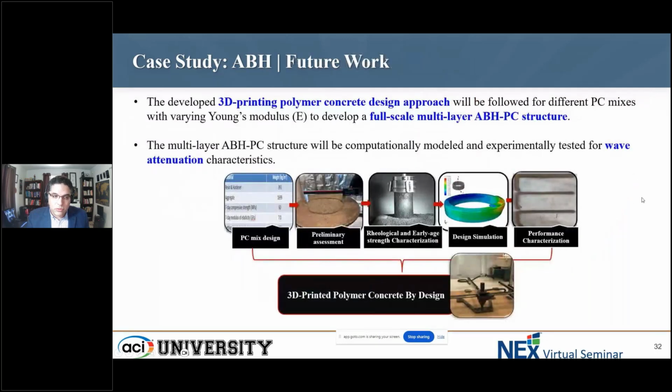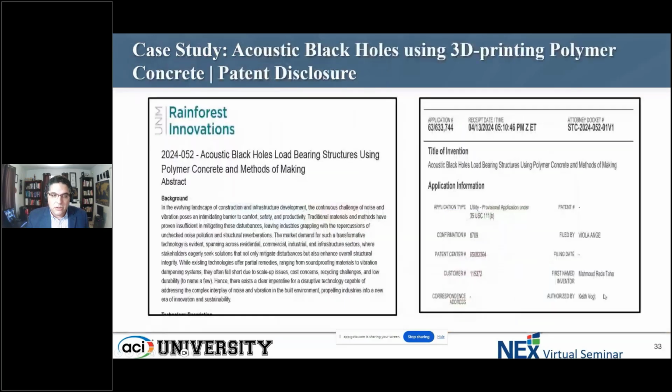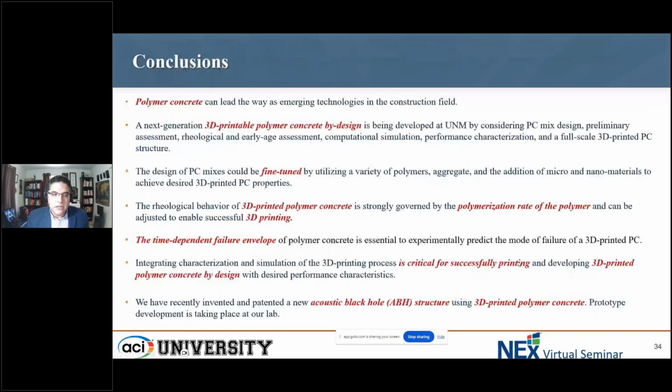So at the moment, what we are doing is that exact process I showed you, the design and building of these acoustic wave polymer concrete structures using 3D printed polymer concrete. We filed a patent for that this year, early in April, and we are in the process of filing the final patent. So in conclusion, polymer concrete can lead the way to emerging technology.